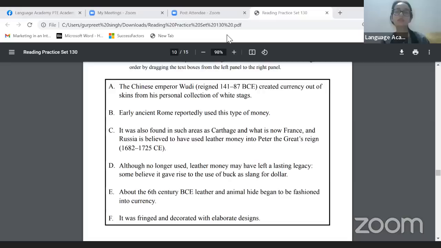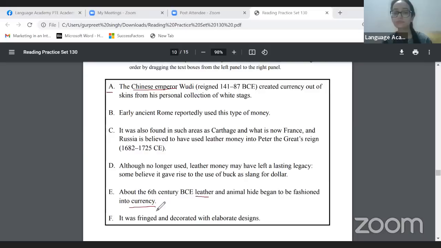So whenever you select your first sentence, how to check whether the sentence you have selected is right or not? Like some of you have selected A as the first sentence. So according to you, if you are selecting A as the first sentence, you want to say that the story in the following sentences is about Chinese emperor. Is the story about Chinese emperor or Chinese emperor is just one example? The story is about the topic which is in most of the sentences. So the story was about currency. The story was about leather used as currency. Not about leather used as currency in China. That was one example that they gave, that Chinese used to make currency from something and something.